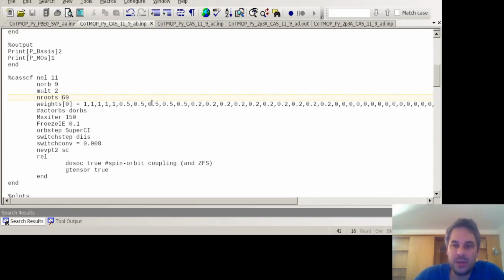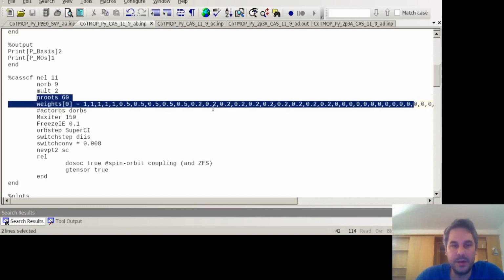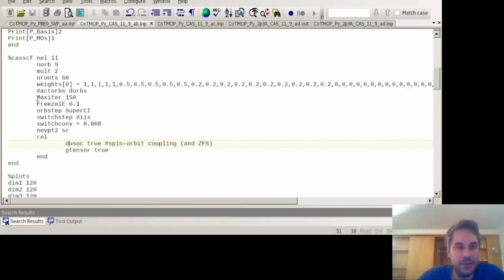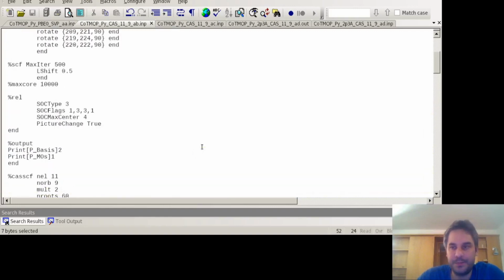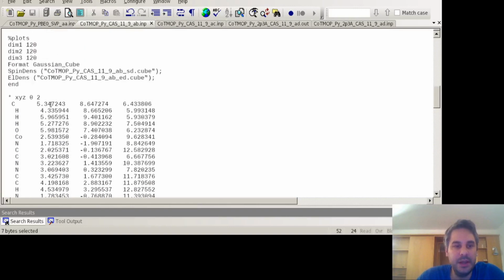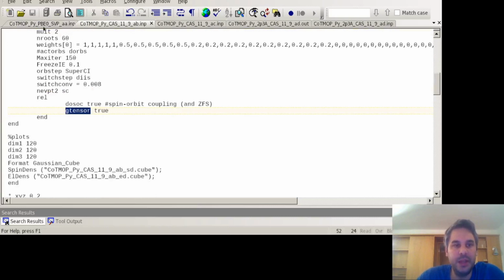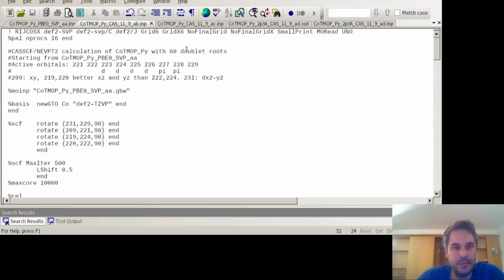You should not concern yourselves with this. This is a particular case that I was exploring different options. Probably this is not necessary. These other options are convergence options, max iter to switch, a request for perturbation theory, and some relativistic properties for g values. The g values will basically tell me if the calculation makes sense because I can compare with experiments. And the geometry is the same geometry that I obtained from the DFT optimization.